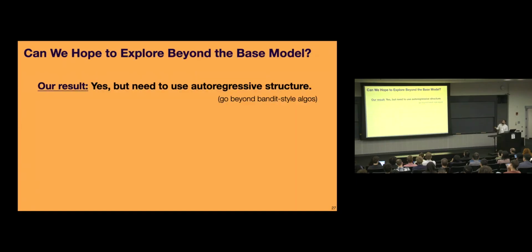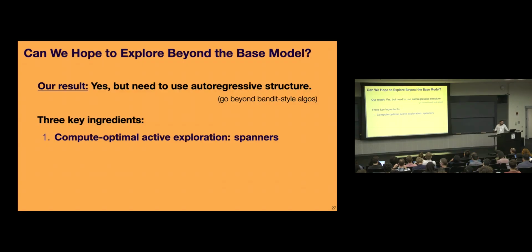And so the main result I want to present now is that it is possible to do better and explore beyond the base model in this setting, but to do this, we will need to dig into the autoregressive structure of the problem and use algorithms that break things down step by step. And this is going to have three key ingredients. The first is a new technique for exploration that we call spanner sampling. This is a way of doing exploration that's optimally data efficient and uses as little compute as possible in light of the lower bound I was just showing.